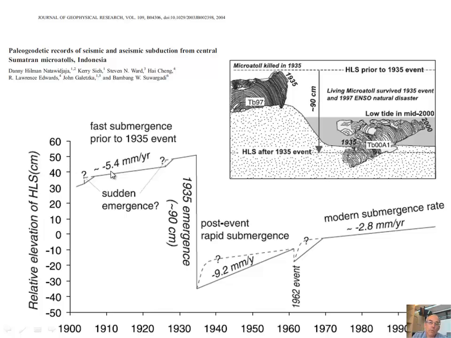So he's even maybe seen some interesting precursory activity. So you wonder if these are foreshocks or other earthquakes in that same source area. And then you see, this is the 1935 earthquake, and then maybe some post-seismic signal, kind of rapid post-seismic, and then it goes back to some kind of background submergence.